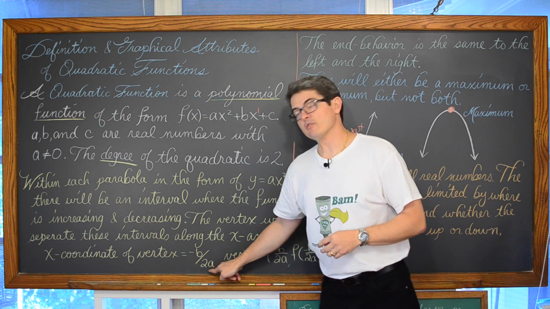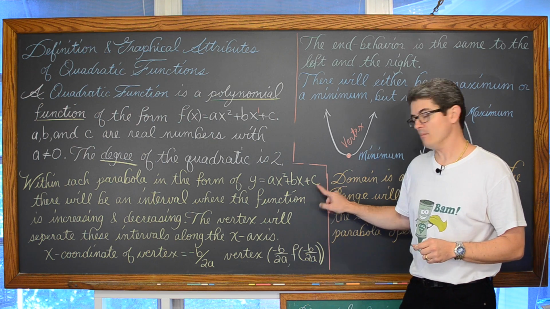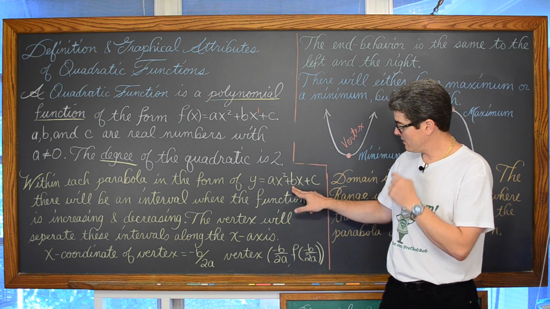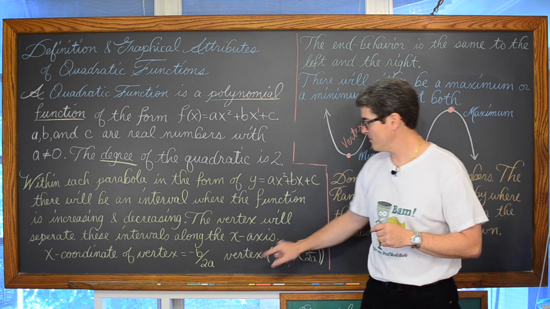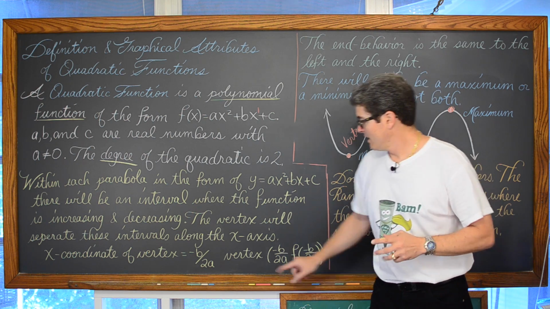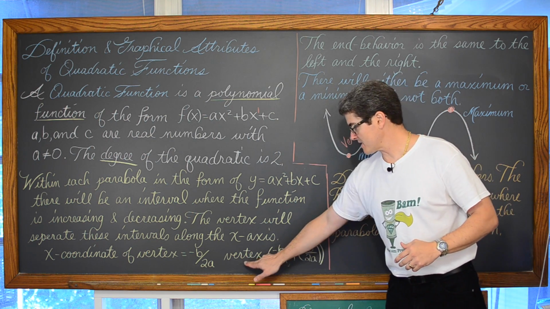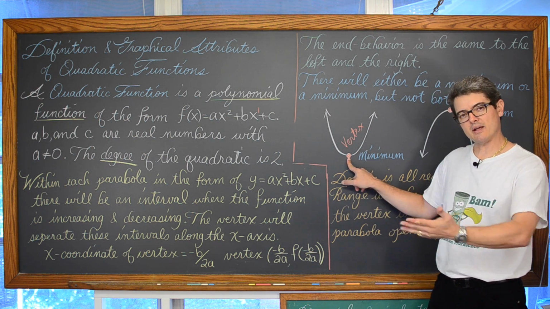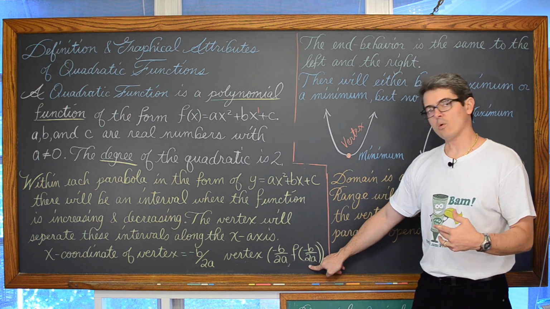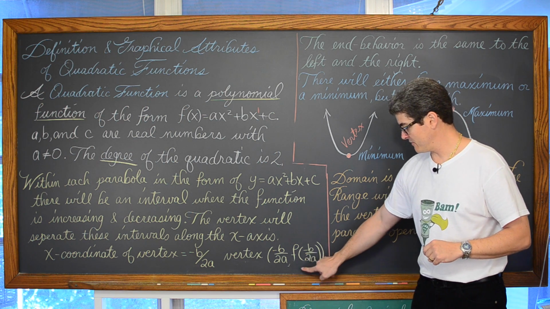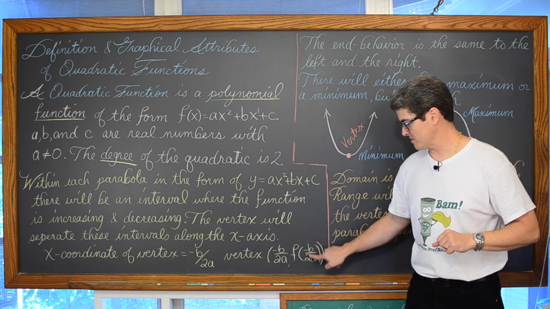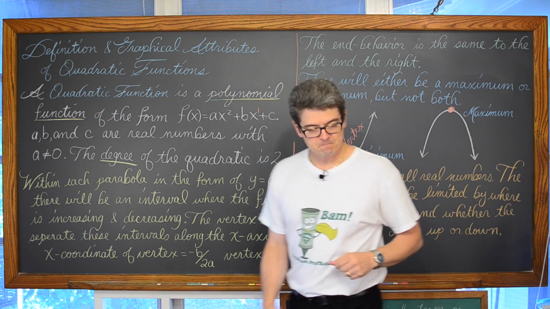And the x-coordinate of your vertex, when it's in this form, is found by doing negative b, taking the opposite of the coefficient of the single degree term, and dividing it by 2a, where a is the coefficient of the squared term. And then in function notation, the vertex itself, the coordinate of that point, you need an x and a y. Well, the x we just said, negative b over 2a. And the y coordinate in function notation is going to be f of negative b over 2a. Just take that value of x and plug it into the function and find y.